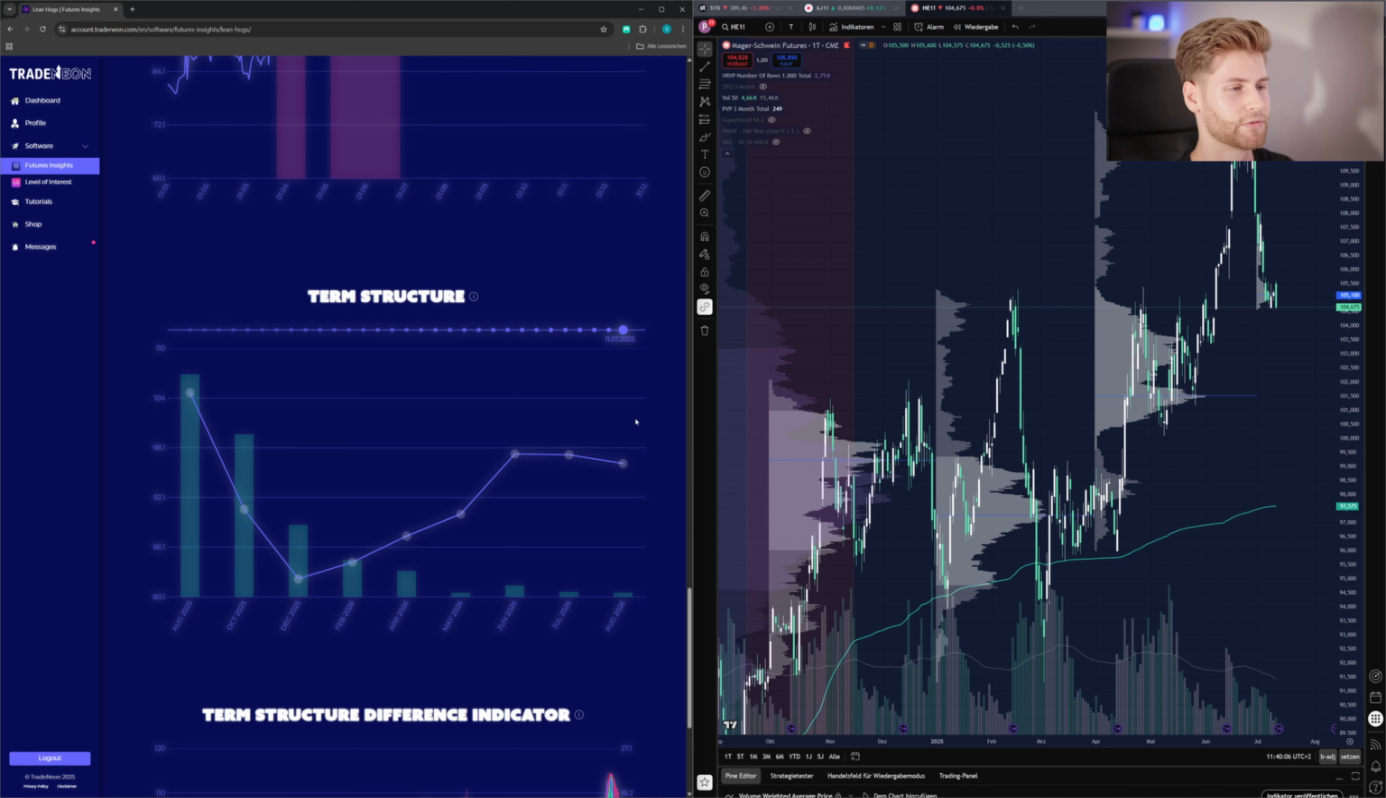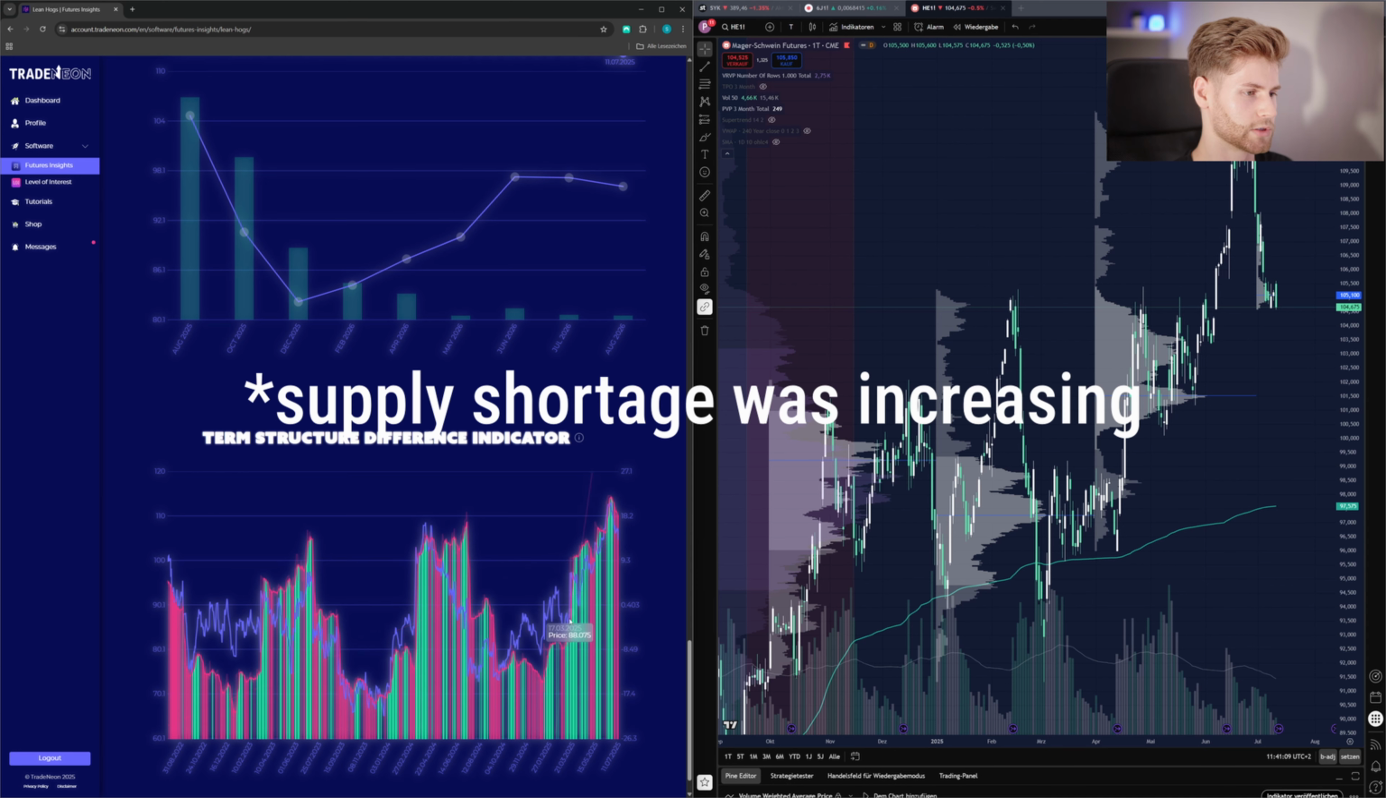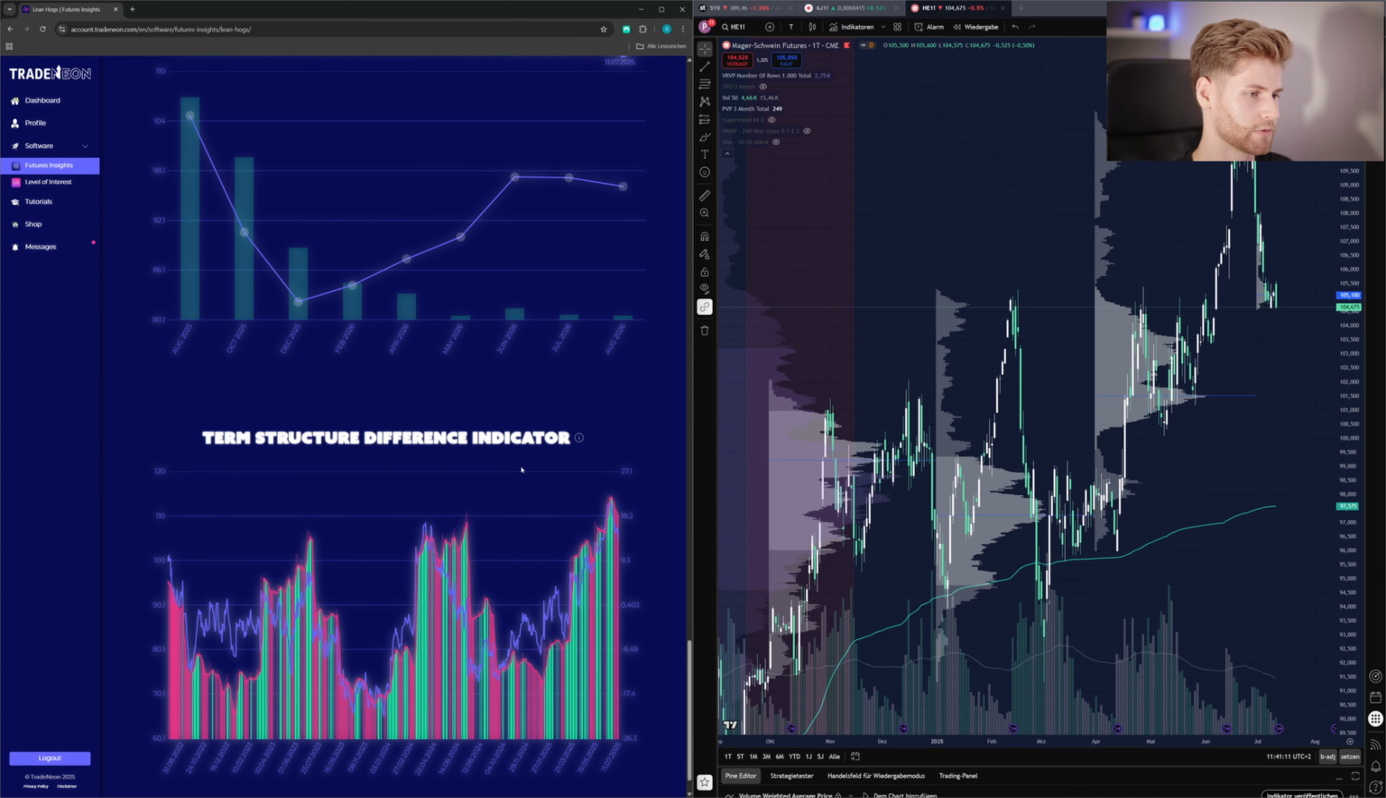higher prices. And if the supply shortage was to get even worse, which we can see in this term structure difference indicator, the price is quite sensitive to that. We can see that right here by this red line. What we can see here is that the supply shortage was increasing at an extremely high rate, and that the price was definitely following, which we can see by this spike right here. And we recently had that again in March, where supply was decreasing, and you can see that the price followed.